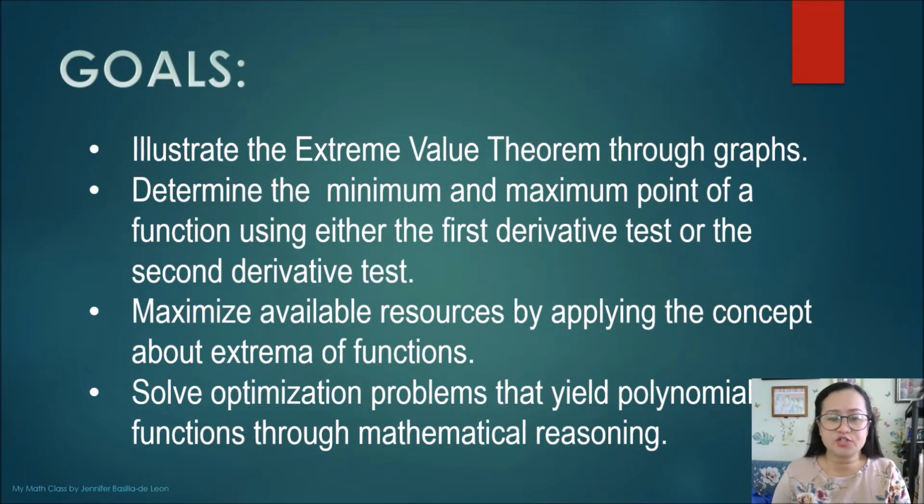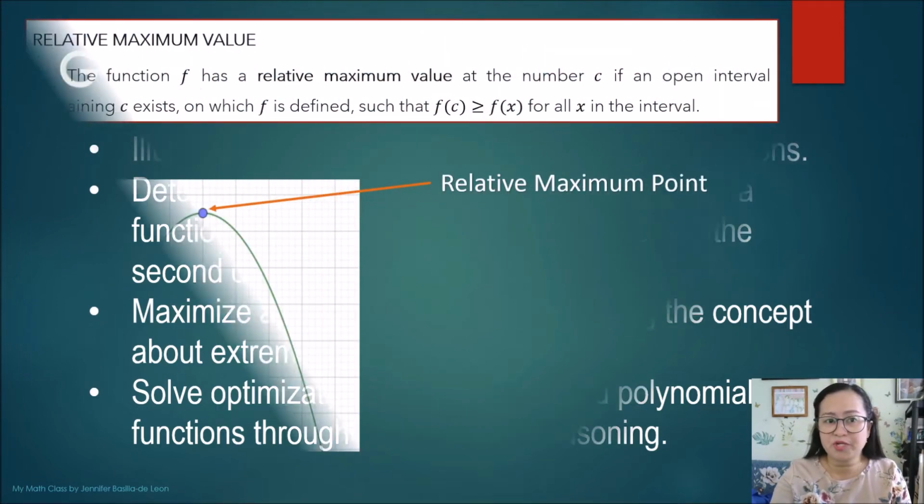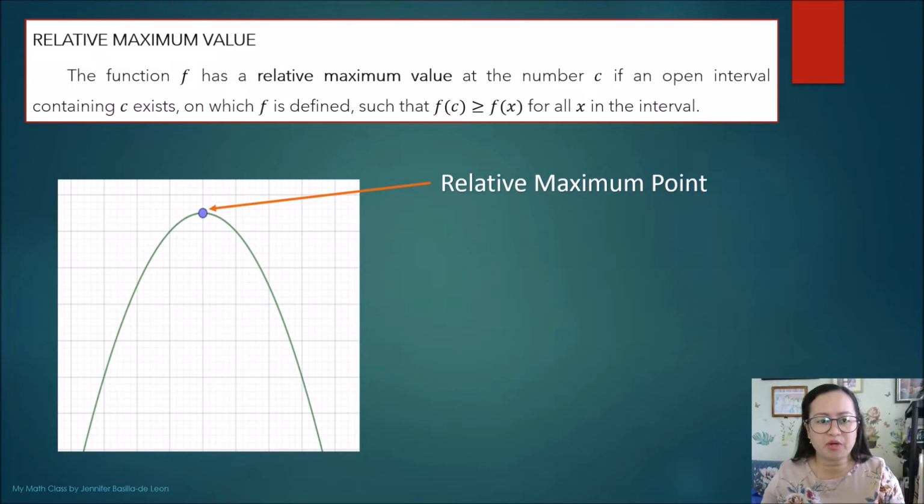In today's discussion, we shall have the following goals. Illustrate the extreme value theorem through graphs. Determine the minimum and maximum point of a function using either the first derivative test or the second derivative test. Maximize the available resources by applying the concept about extreme functions, and solve optimization problems that yield polynomial functions through mathematical reasoning. All aboard! Let's start our discussion by defining what relative maximum value is.